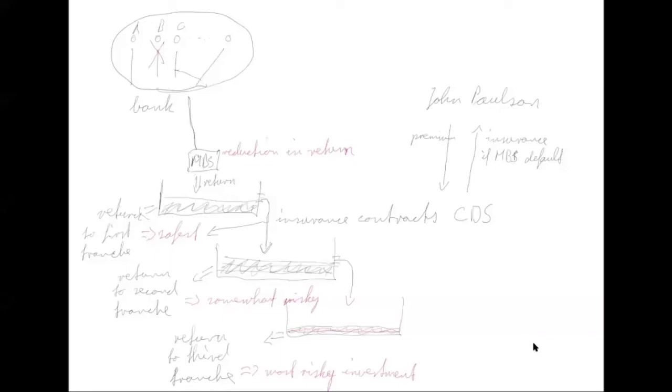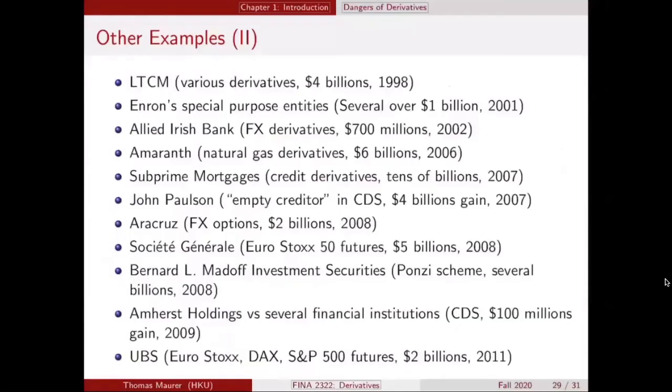He did pay insurance premiums for quite a while, but eventually house prices started to decrease, people started to default on their mortgages, mortgage-backed securities did terrible, and he received very handsome payoffs through the CDS contracts. Notice, because John Paulson didn't actually own any mortgage-backed securities and therefore it's not a true insurance, that's why we also call these empty creditors. So empty creditors are guys who buy insurance on something which they are not really exposed to that risk, so for pure speculation reasons.